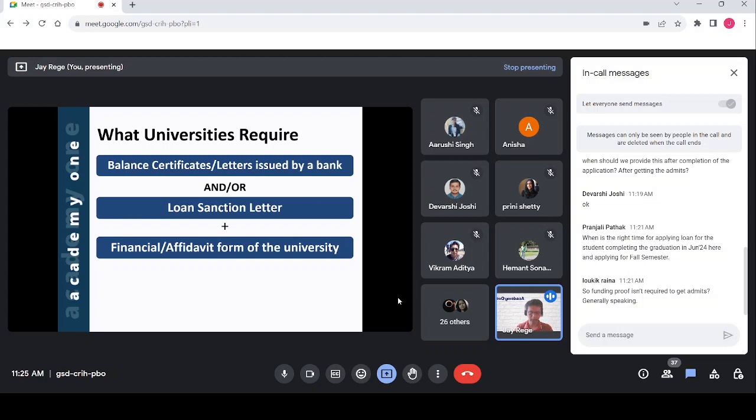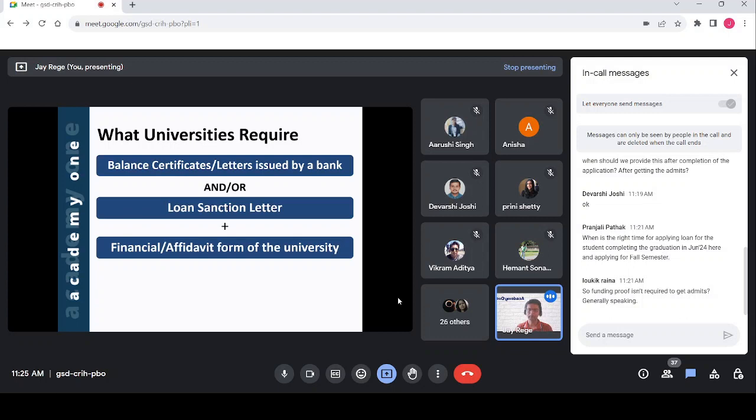Yes, so Loki, coming to your answer, yes, except for San Jose and maybe a few other universities, funding proof is not really required for getting an admission. The application process works this way. The admission decision is made by your department. And once your admission decision is made, then your file goes to the International Students Office, who then take care of deciding on the funding requirements and issuing the I-20.